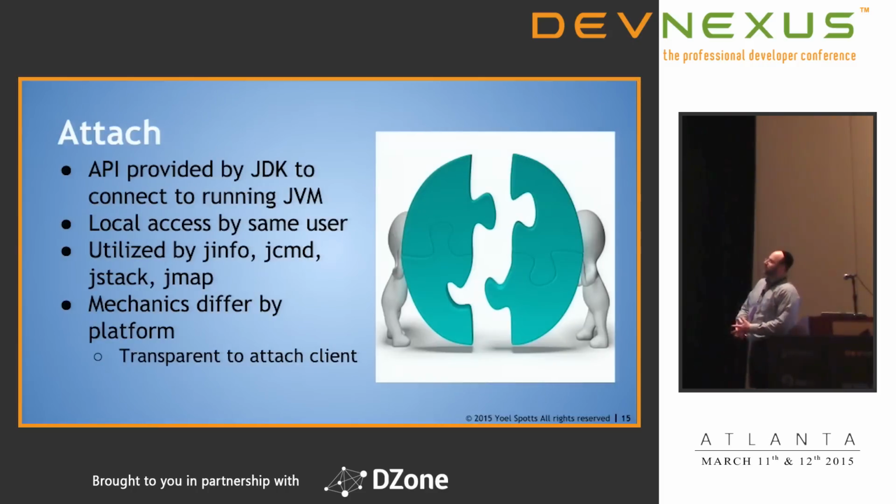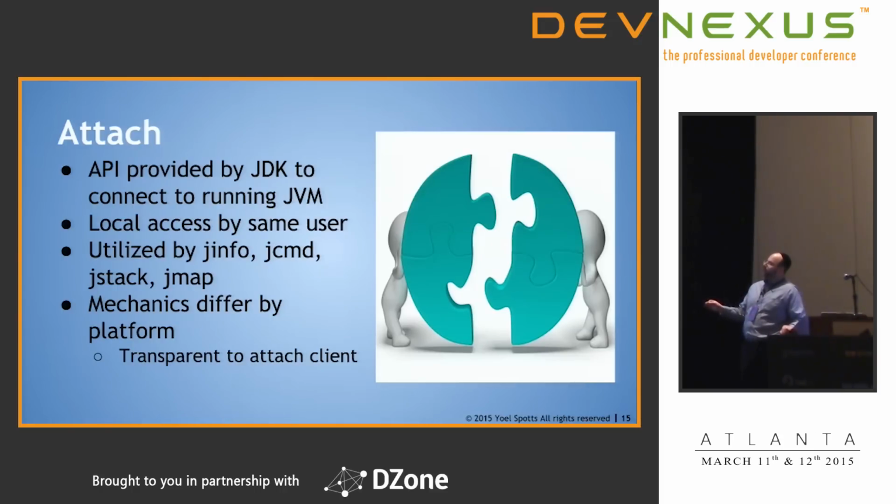The first one is called the attach, or the attach API. This is actually a standard, well-known API defined by the JDK. I believe it was introduced in Java 5. Somebody may correct me on that, maybe older than that. But the idea was to provide a standardized and transparent way for a client to attach to a local running JVM. So it's only for local attachment, only for local connection.